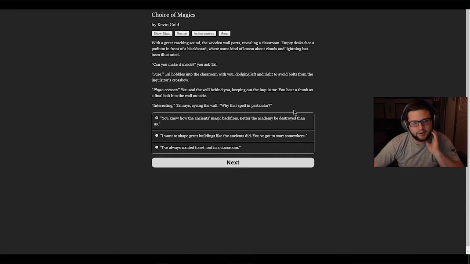Interesting, Tao says, eyeing the wall. Why that spell in particular? You know how the ancients' magic backfires. Better the Academy destroyed than us. I want to shape great buildings like the ancients did. You've got to start somewhere. I've always wanted to set foot in a classroom. That's not what I would say. None of these are what I wanted to say, but I just thought that was really cool.